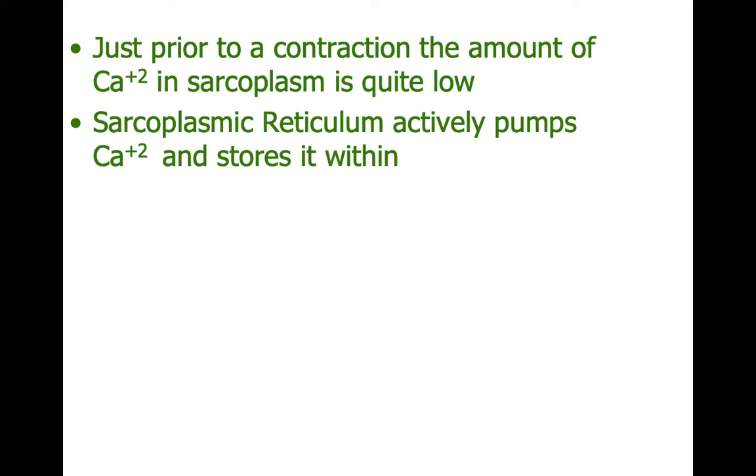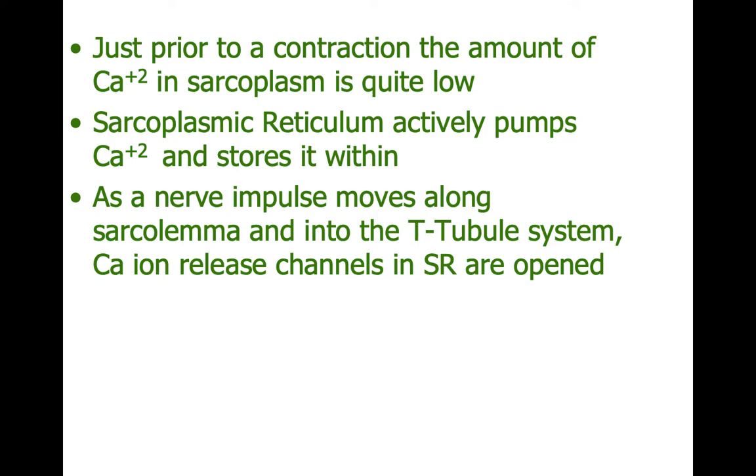As a nerve impulse moves along the sarcolemma and into the T-tubule system, like we just saw in that diagram, it causes the calcium ion release channels in the SR to open. SR is the abbreviation for sarcoplasmic reticulum. So as this nerve impulse goes along the sarcolemma and drops down through our transverse tubules, that is the signal for the release channels to open, for the doors to open for the calcium ions.